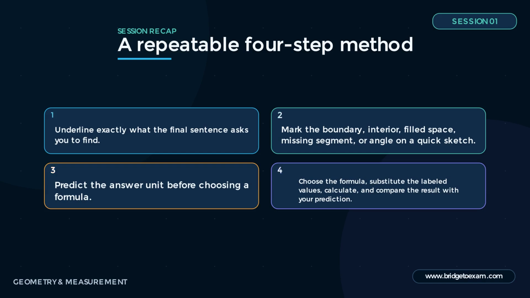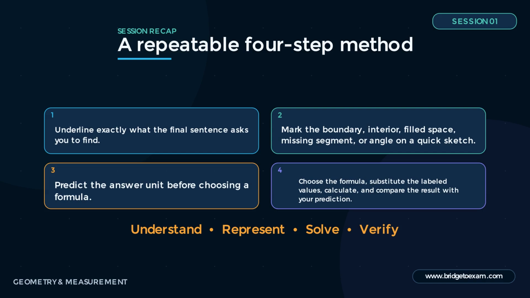Session recap. First, underline exactly what the final sentence asks you to find. Next, mark the boundary, interior, filled space, missing segment, or angle on a quick sketch. Then, predict the answer unit before choosing a formula. Finally, choose the formula, substitute the labeled values, calculate, and compare the result with your prediction.